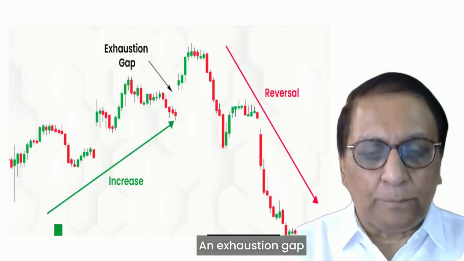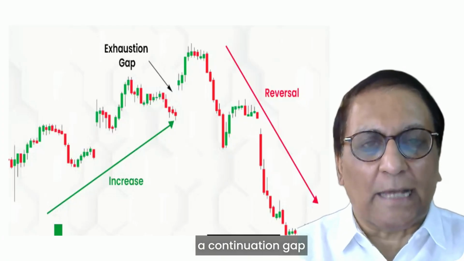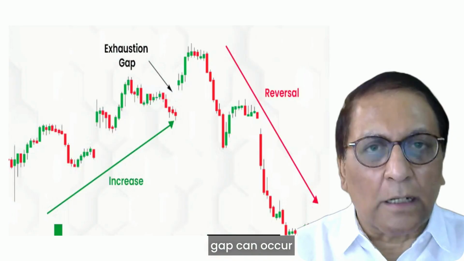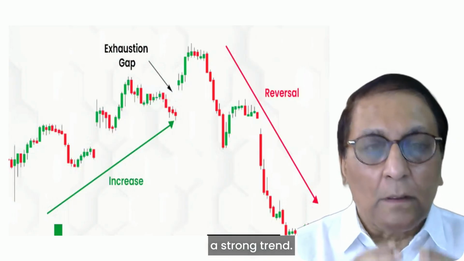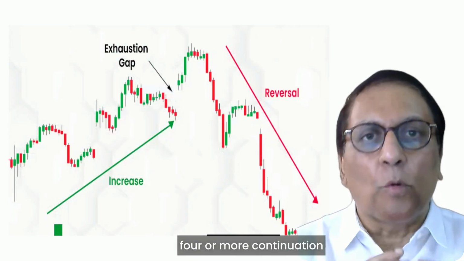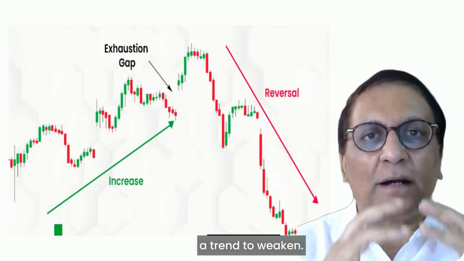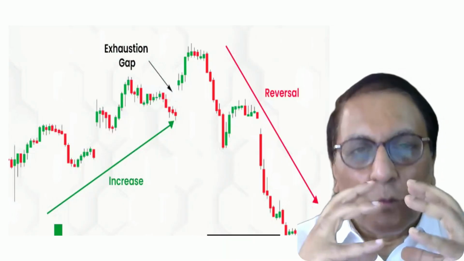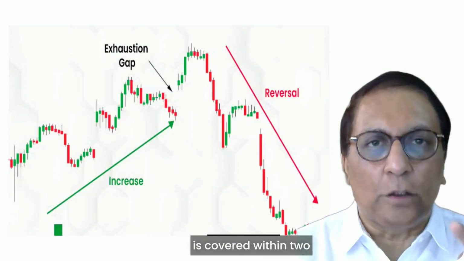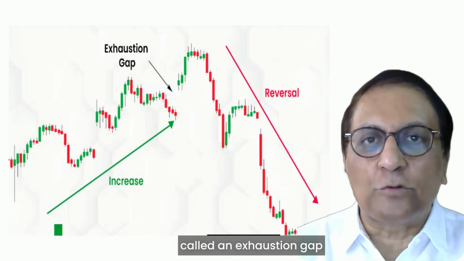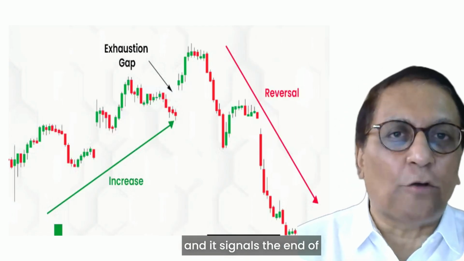An exhaustion gap is deemed to be a continuation gap because a continuation gap can occur several times in the formation of a strong trend. Please remember that 4 or more continuation gaps can cause a trend to weaken. When a gap which is deemed to be a continuation gap is covered within 2 trading sessions, it is called an exhaustion gap and it signals the end of a trend.